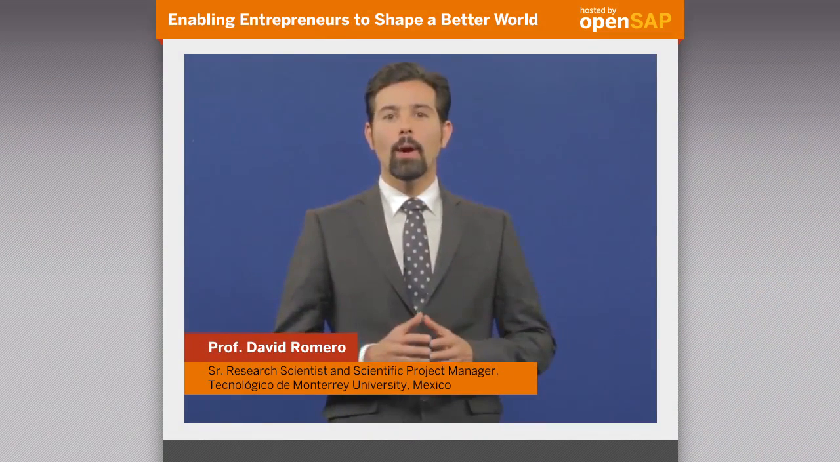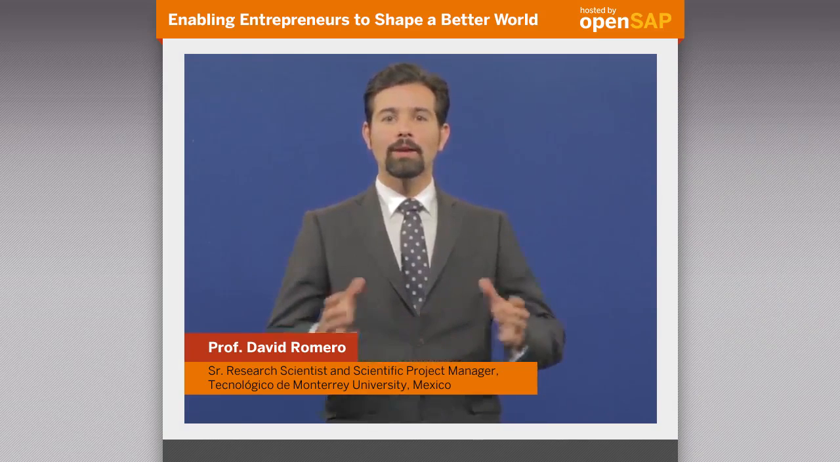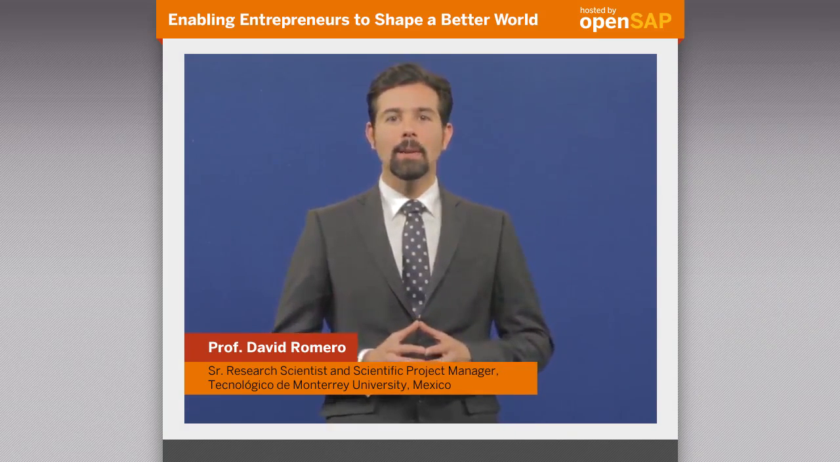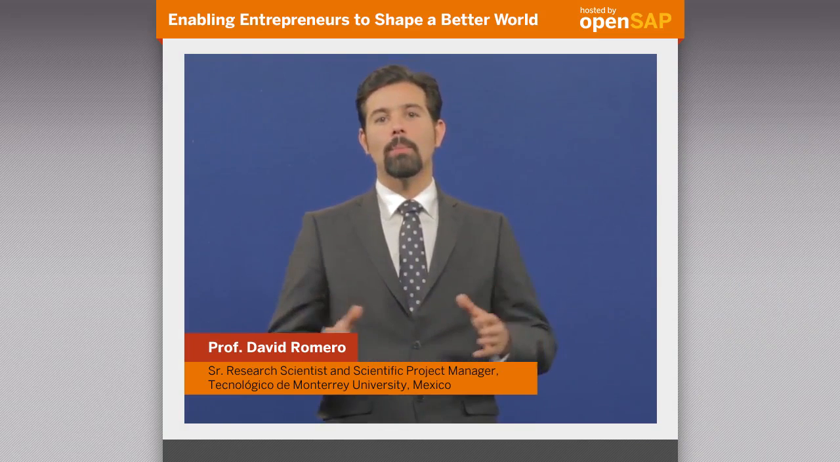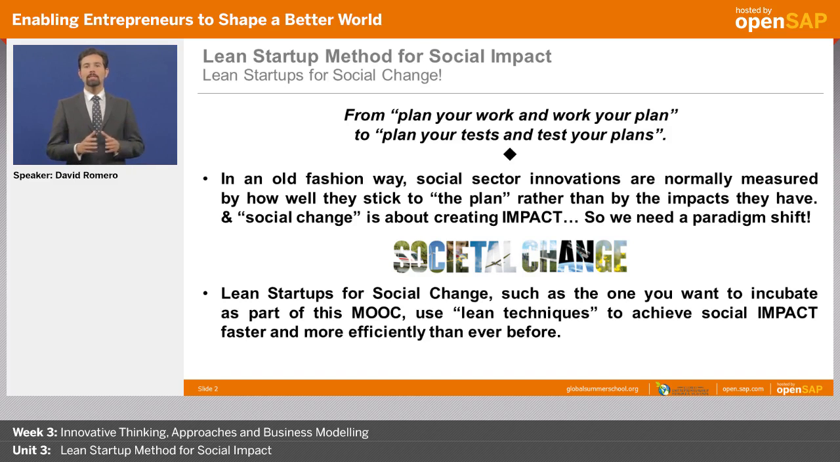From plan your work and work your plan, to plan your test and test your plans, this is the paradigm shift we want to bring into the social sector with the Lean Startup method. A sector that is used to sticking to the plan for success, but we think that with the Lean Startup method, we can innovate in a faster and more efficient way to social impact.